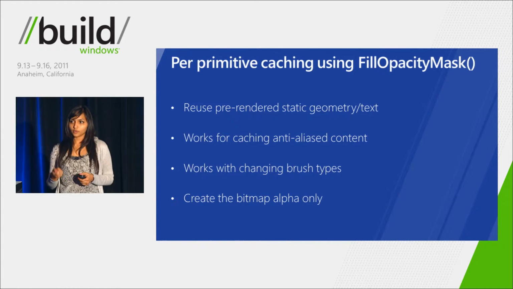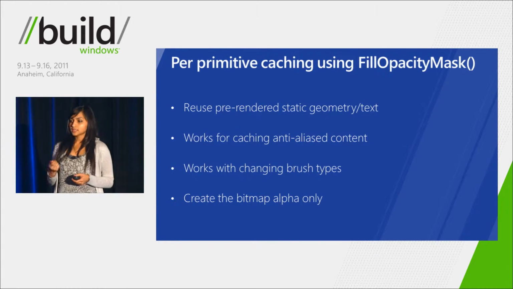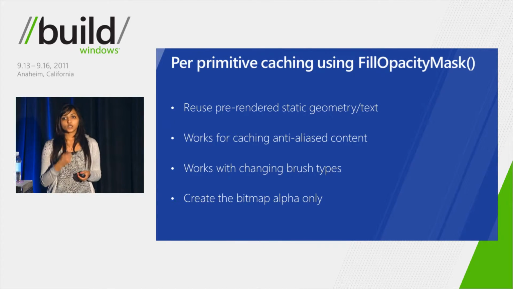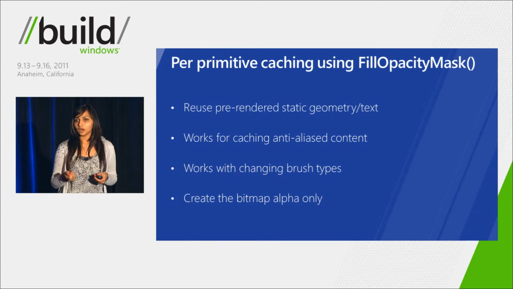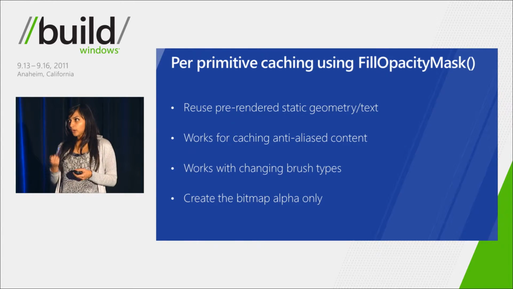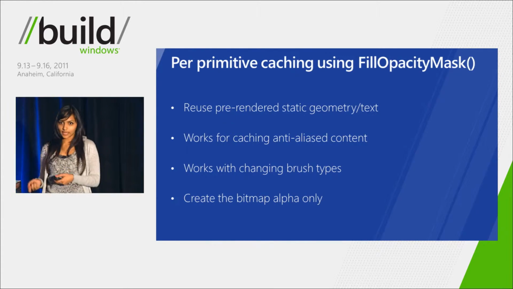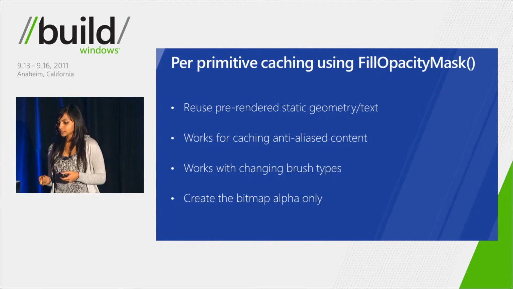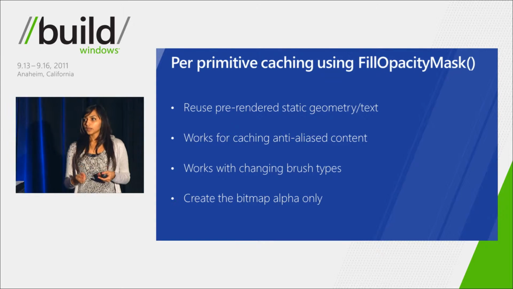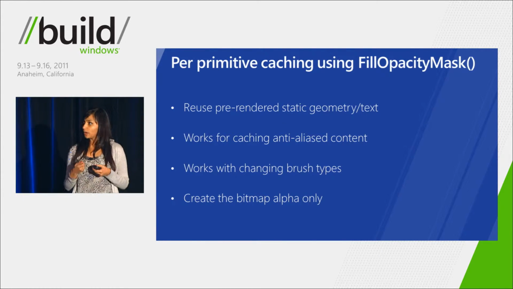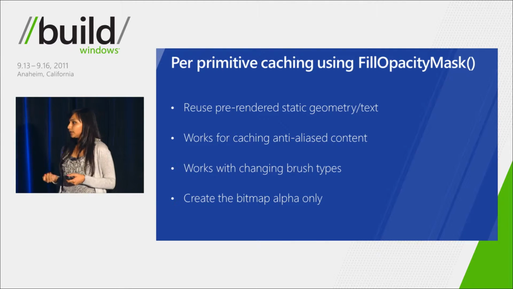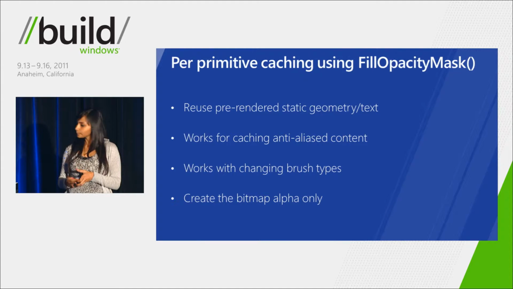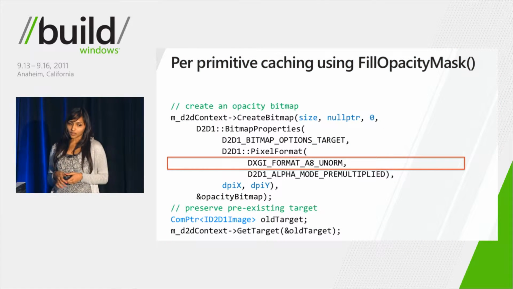The per primitive way of doing caching is based on an API called FillOpacityMask, and I'll get to that in a minute. It's a little more sophisticated than the full scene caching technique, in the sense that you can change the color or the brush with which you are drawing dynamically. So it's basically independent of the bitmap in which you're making all the drawing. And here is some code snippet for that.